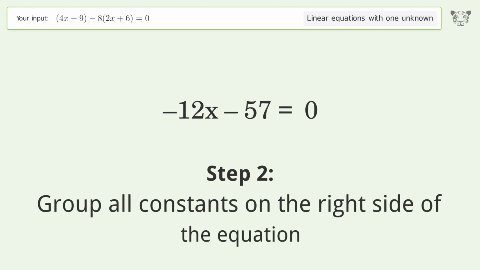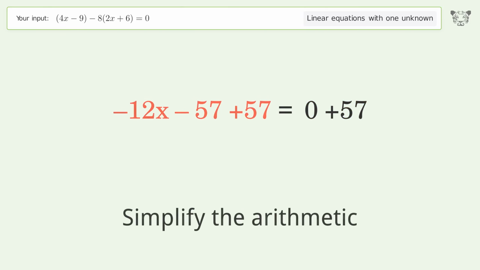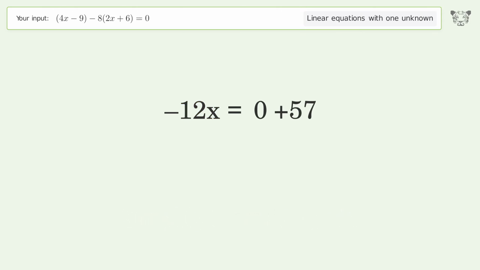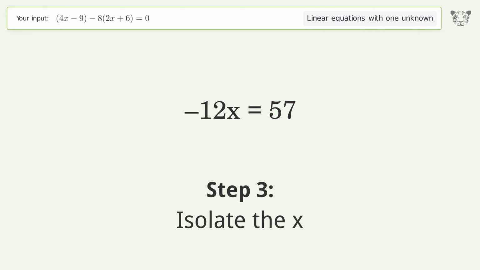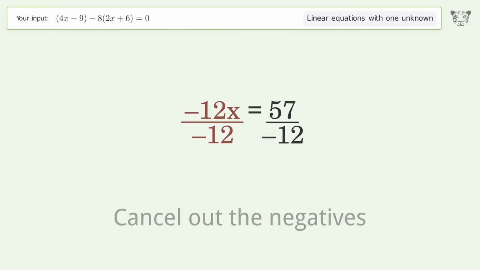Group all constants on the right side of the equation. Add 57 to both sides. Simplify the arithmetic. Isolate the x. Divide both sides by -12. Cancel out the negatives.